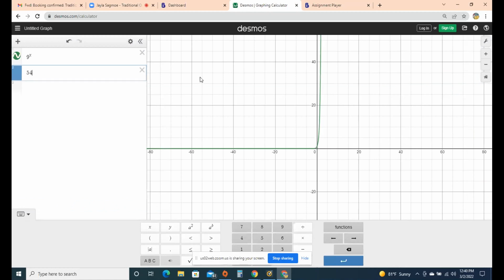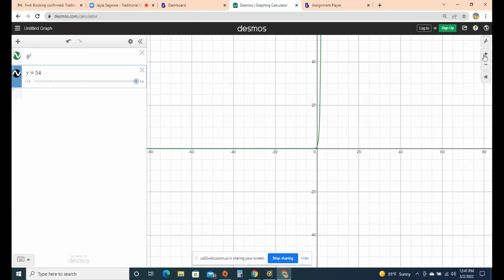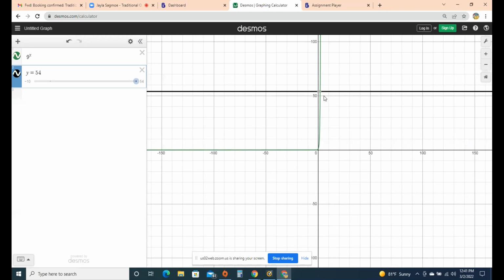So y equals 54. Now you might ask yourself or say, hey, Matthew, why don't we put a y in the first one? We actually should, but it seems to work without it. So that's why we haven't been doing that.